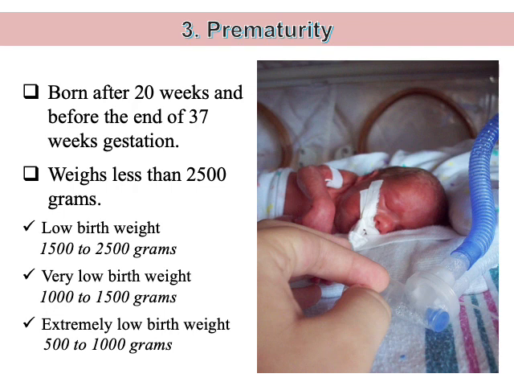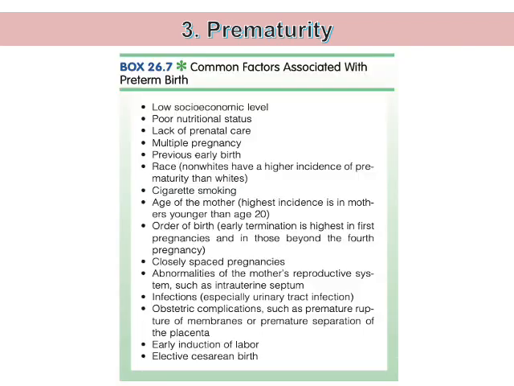Prematurity. A premature baby is born after 20 weeks and before the end of 37 weeks gestation. But aside from that usual criteria, another criteria of prematurity is the weight. A birth weight that is less than 2,500 grams is usually indicative of prematurity, plus the first criteria. The weight can be low birth weight, very low birth weight, or extremely low birth weight. It depends on the following birth weights indicated in the slide.